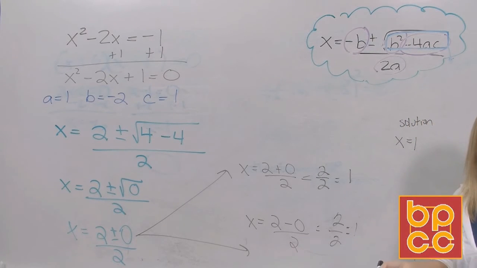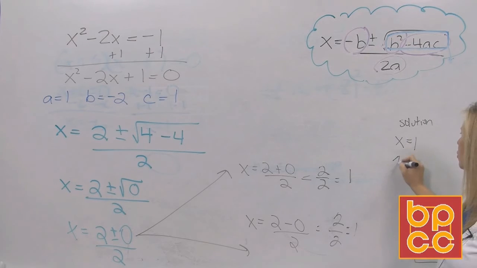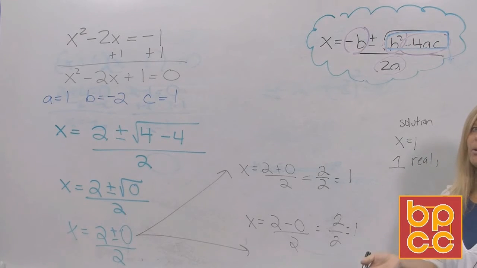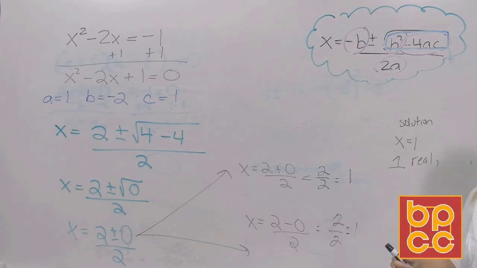Now let's describe that. How many answers are there? There's 1 answer. Is that number on the number line? Sure, it's real. If it's on the number line, you have to say, is it rational or irrational? Can that be changed to a fraction or no? Sure it can. It can be changed to a fraction by writing 1 over 1. So this is a rational solution.